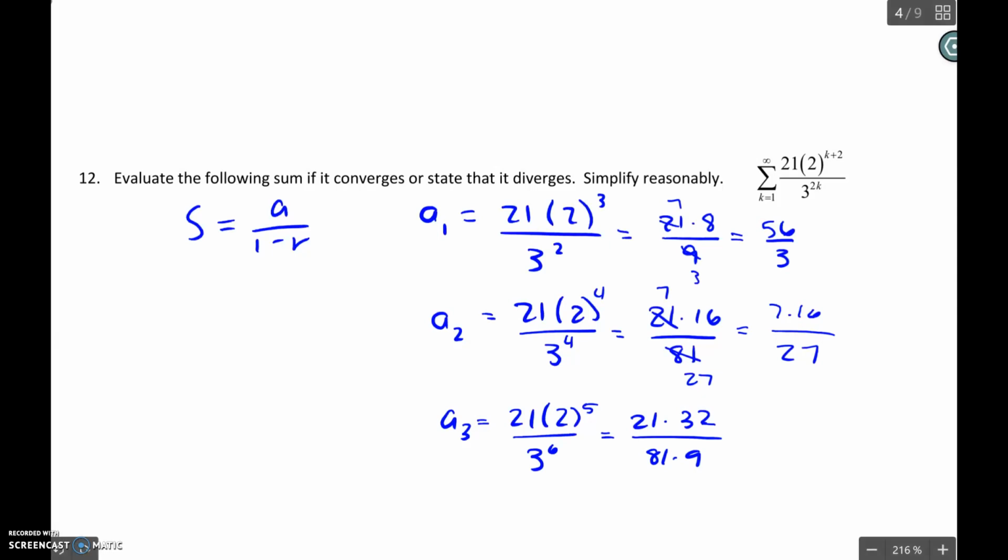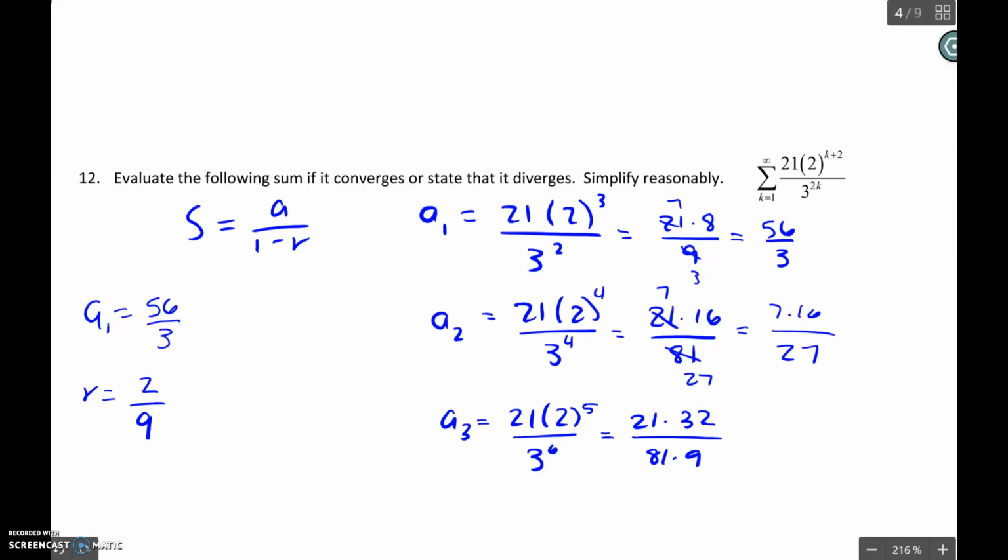So my a_1 equals 56 over 3. And my r: on the top I'm multiplying by 2 every time, and on the bottom I'm multiplying by 3 squared every time, which is 9. So that's my r. This was a tricky one to figure out, but I would write out the first few terms and see what you're doing each time. Sometimes they're going to be nice terms, sometimes they're not. But now I can find the sum.